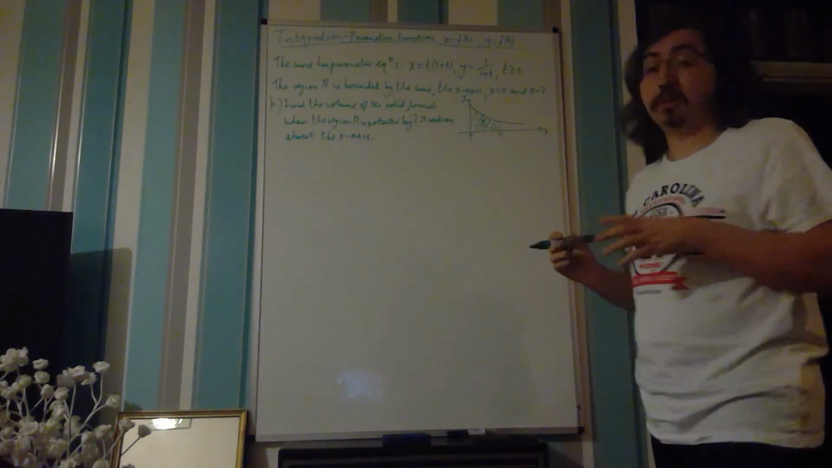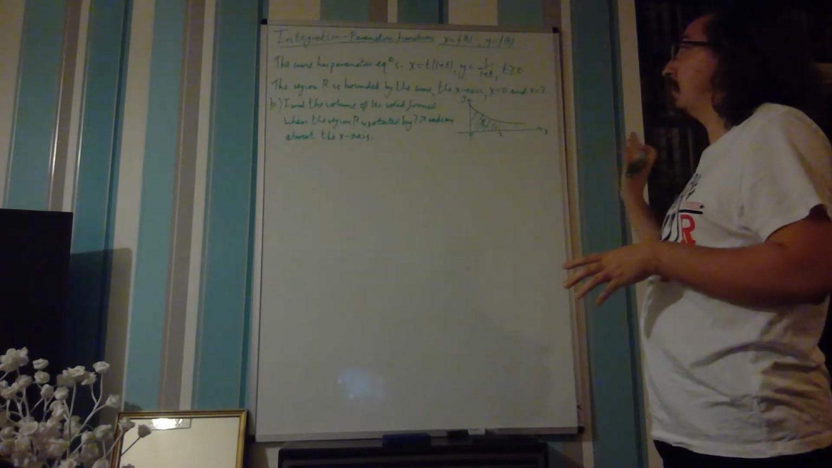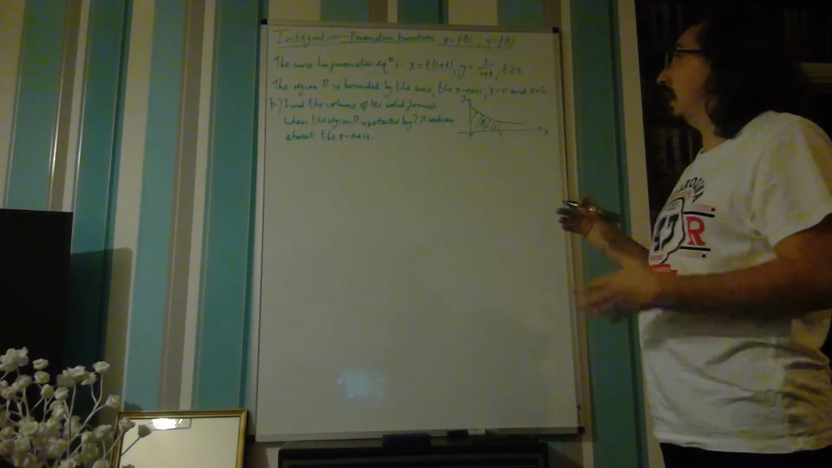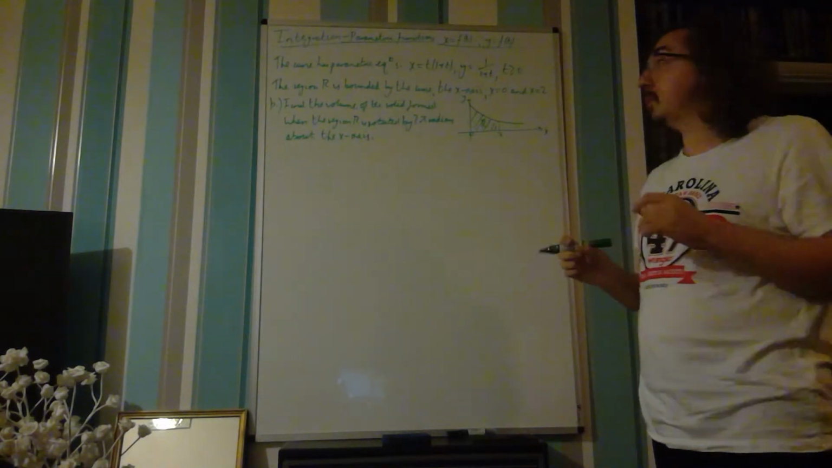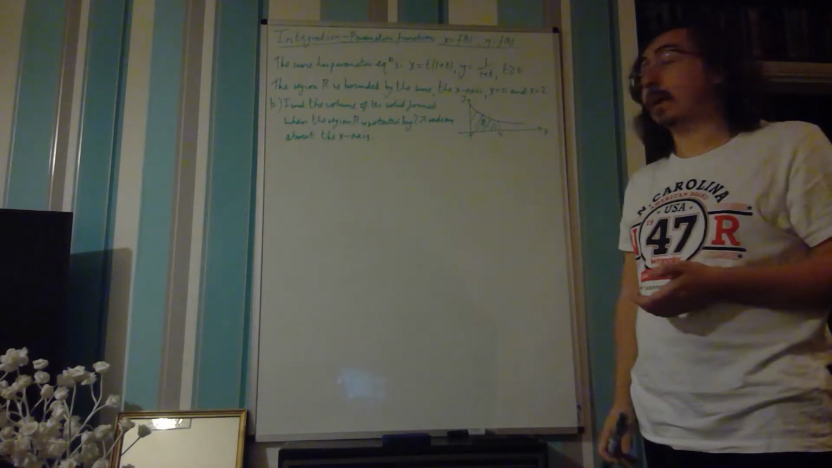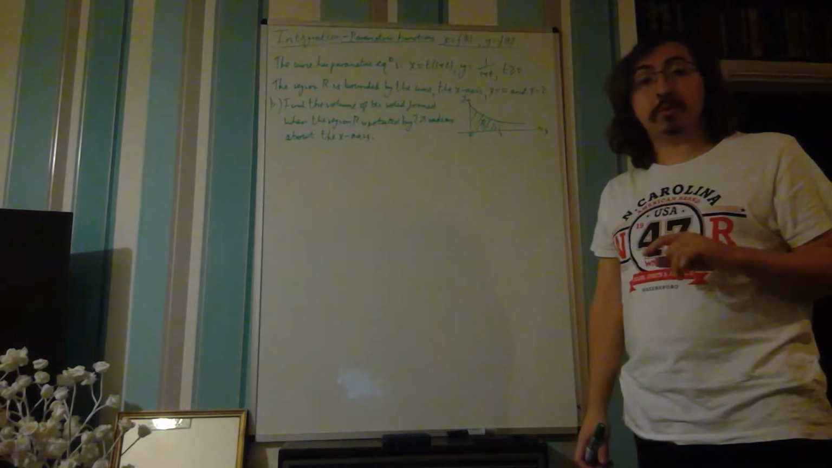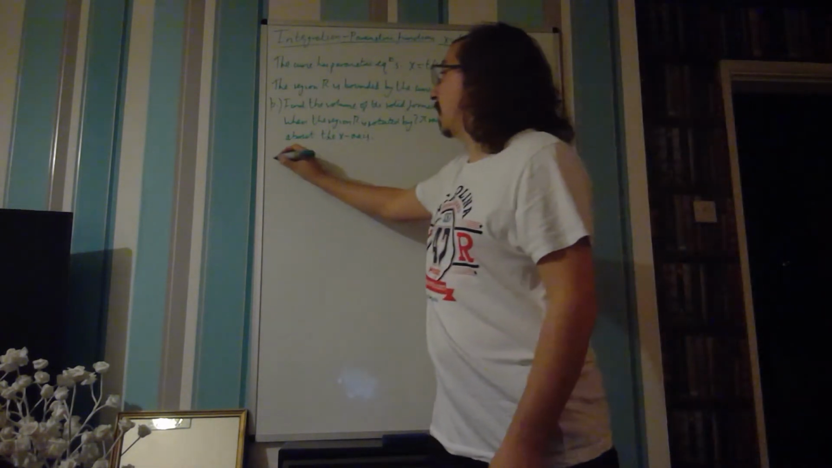So this problem's a continuation from the last part with the same parametric equations and the same bounding of the region R by this curve, the x-axis, the lines x equals 0 and x equals 2. But this time we want to find the volume of the solid formed when the region R is rotated by 2 pi radians about the x-axis. In other words, we want to find the volume of revolution this time. So let's start this off.